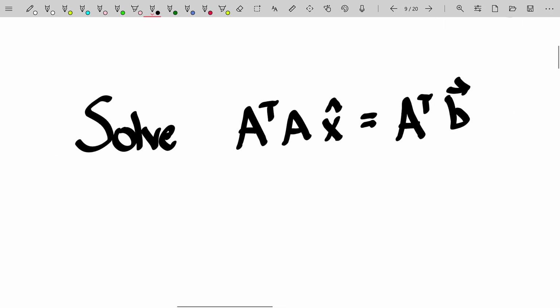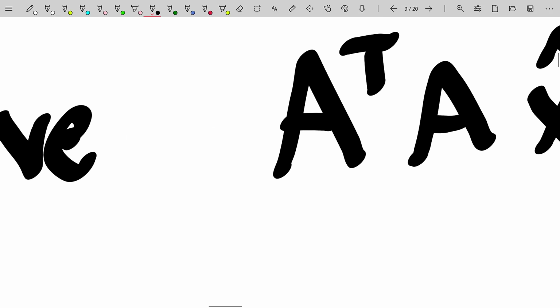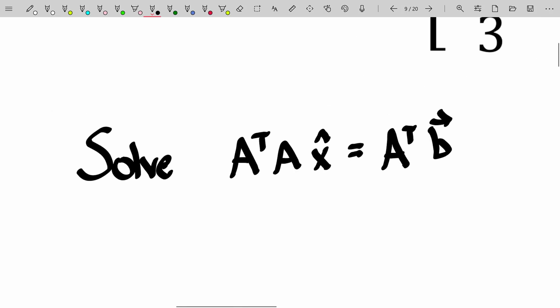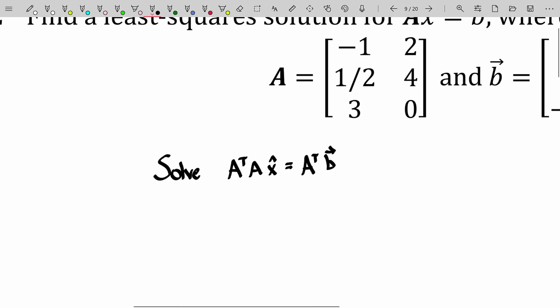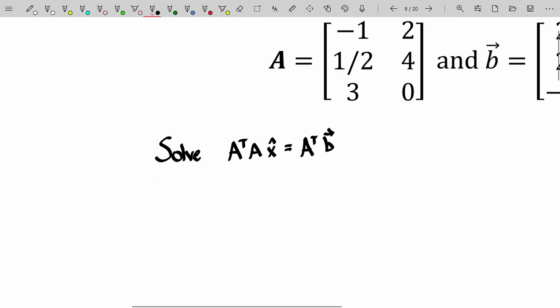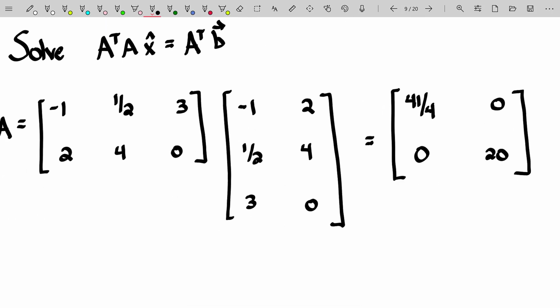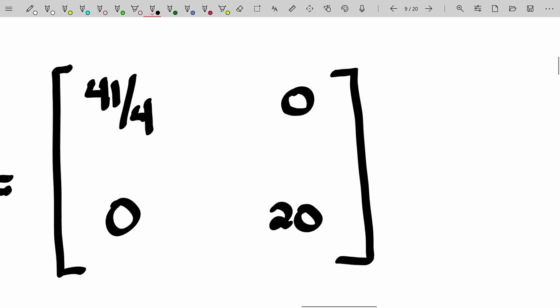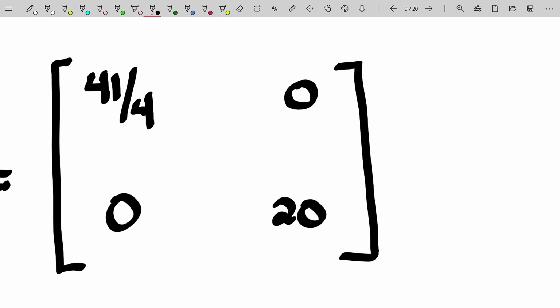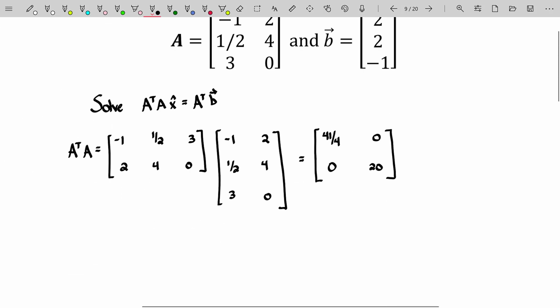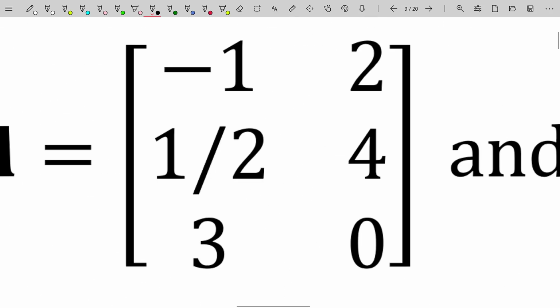Our first task here is to find out what is A transpose times A, and then we'll find out what A transpose times B is. So there's A right there. Let's go ahead and find out what A transpose times A is. Now those numbers should look hauntingly familiar to you if you've been watching my video lectures. And notice this matrix ends up being a diagonal matrix. And that's true because and only because the columns of A are orthogonal to one another.